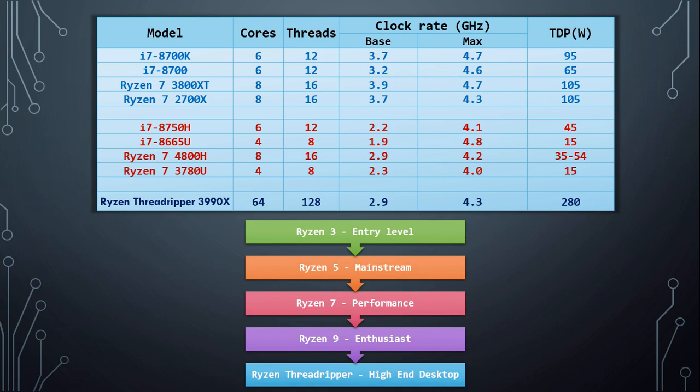In previous slides we have seen that Ryzen has different series like Ryzen 3, 5, 7, 9. They denote the level of processing they offer. Ryzen 3 is entry level, Ryzen 5 is mainstream, and Ryzen 7 is the performance-driven processor. Similarly, the Ryzen Threadripper is the high-end desktop processor, because these are generally recommended for heavy gamers and high-end graphics designers or high-end graphics editing and so on.